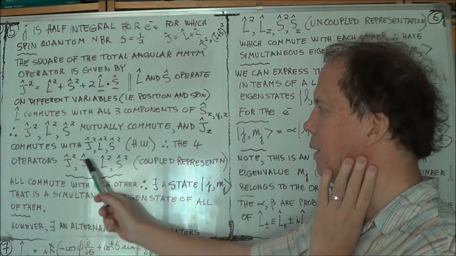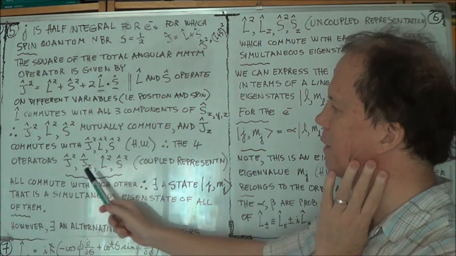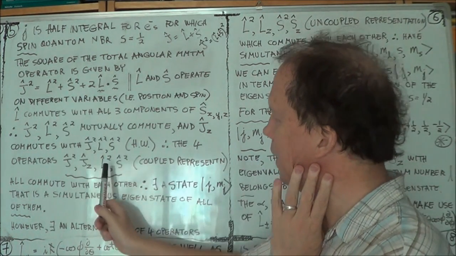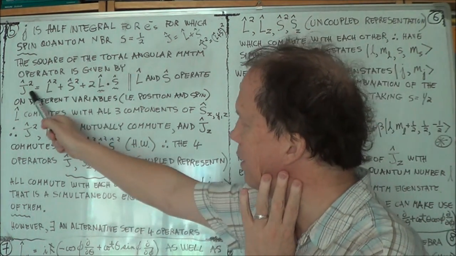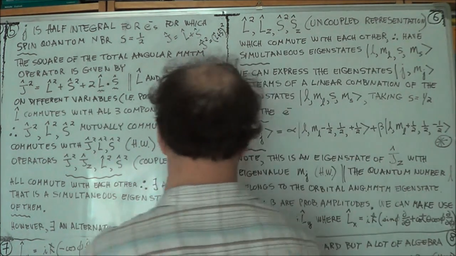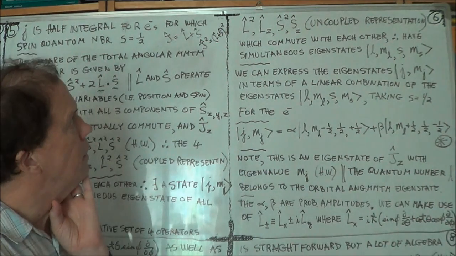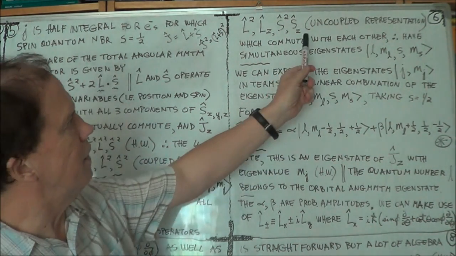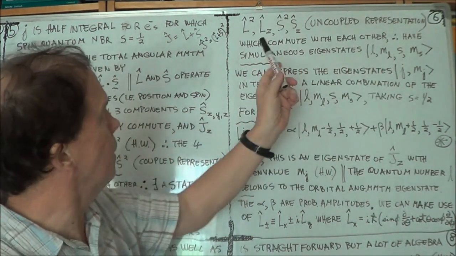Alright. Okay. Now, so that's a coupled representation, because these operators depend on each other to some extent. Like the J squared here depends on the L squared and the S squared. You just see it from the formula here. So in that sense, coupled. Right? Now, to contrast with that, have a look at an uncoupled representation.